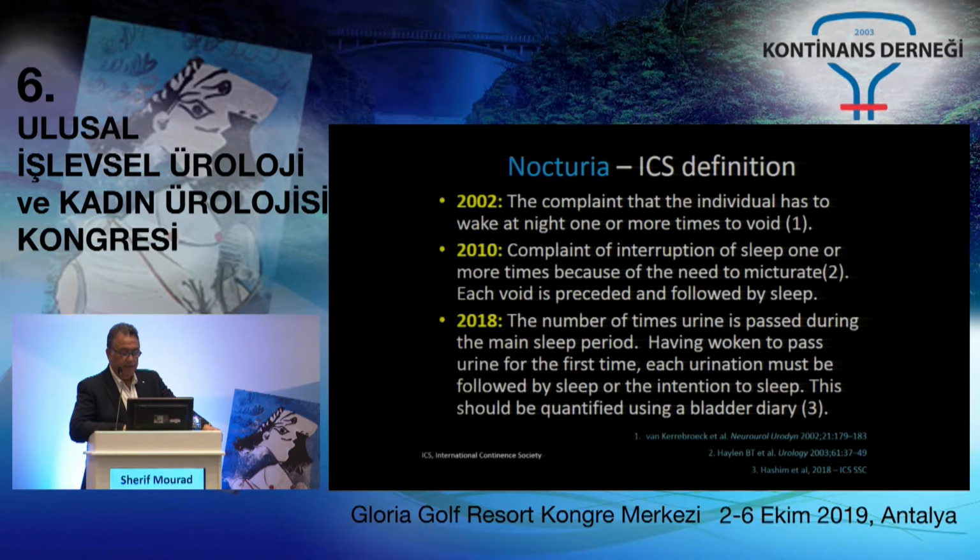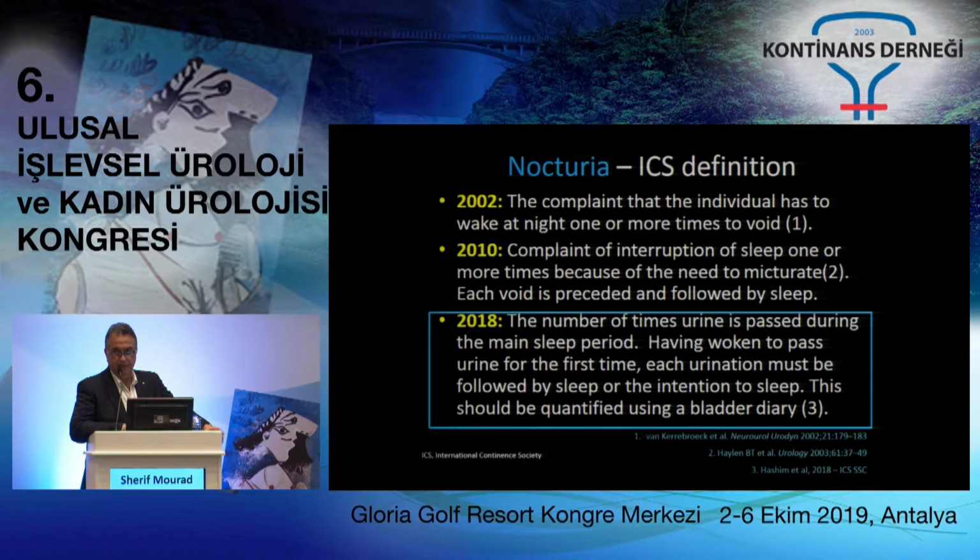Last year, and it was published this year, Hashim et al. defined nocturia as the number of times urine is passed during the main sleep period. Having woken to pass urine for the first time, each urination must be followed by sleep or the intention to sleep, and this should be quantified using a bladder diary.